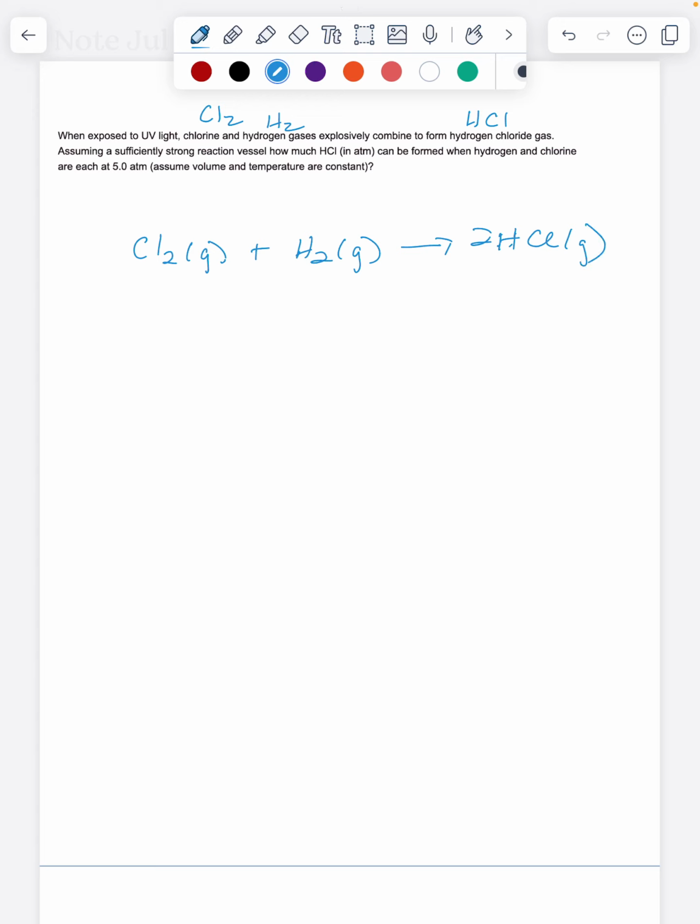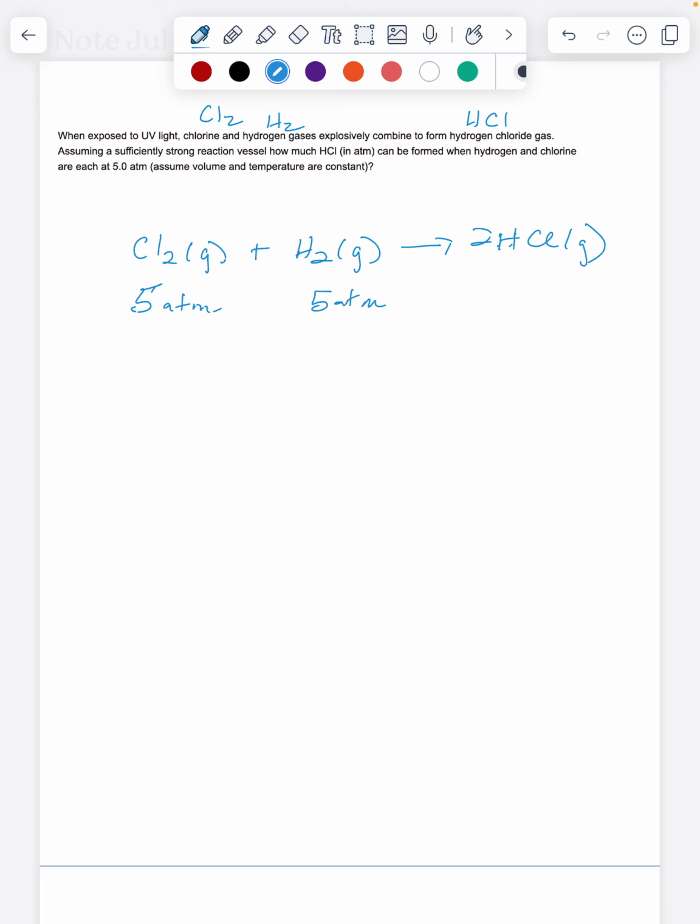Okay, and then the question says, assuming a sufficiently strong reaction vessel, how much HCl in atmospheres can be formed when hydrogen and chlorine are each at 5 atmospheres? So what we need to do is compare the number of moles of gas that can be formed. And this is also making use of Dalton's law of partial pressures. So one thing to know, we start out with 5 atmospheres of chlorine gas and 5 atmospheres of hydrogen gas.